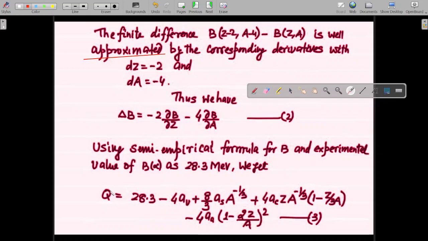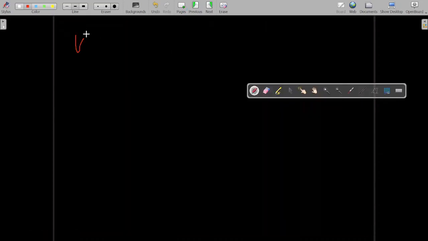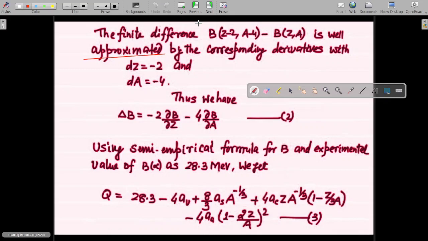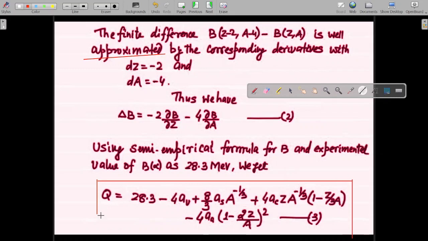You can go to the lecture on von Weizsäcker's semi-empirical mass formula. You will find one lecture there. Over there I have told you how to derive this formula. I have shown the derivation of this formula in the previous lectures.